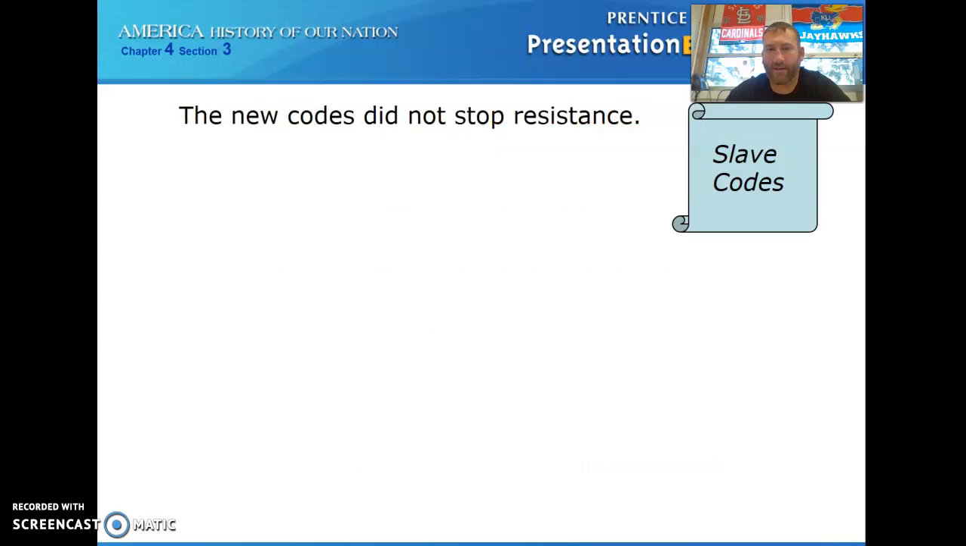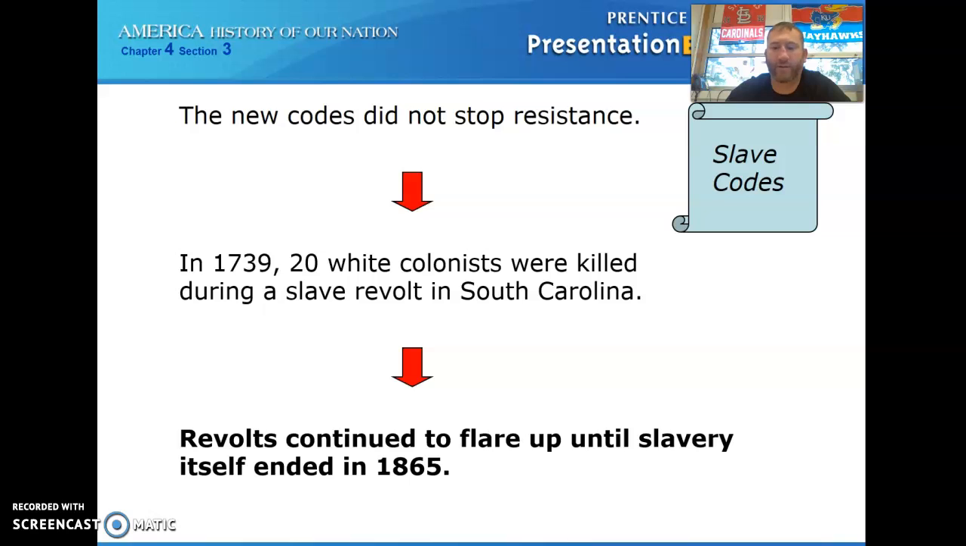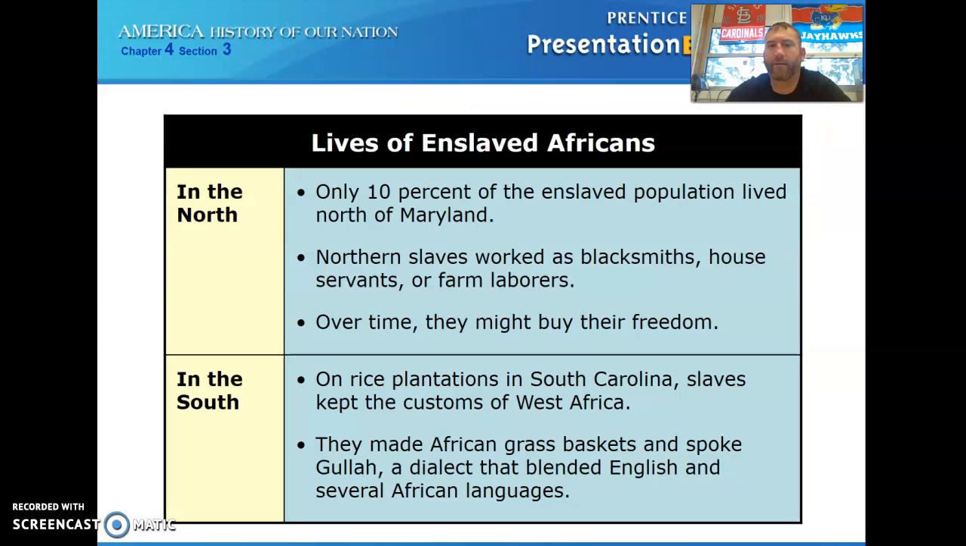The new codes did not stop resistance. In 1739, 29 white colonists were killed during a slave revolt in South Carolina. And revolts continued to flare up until slavery itself ended in 1865. And the lives of enslaved Africans.